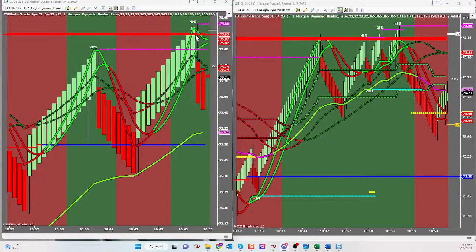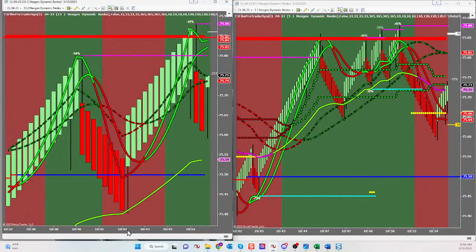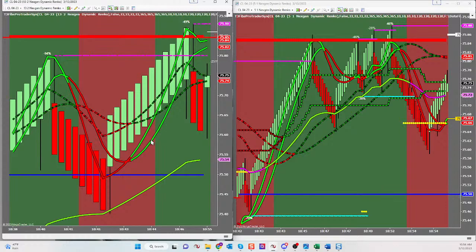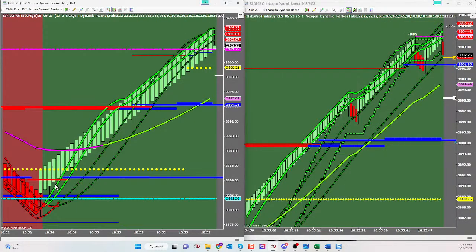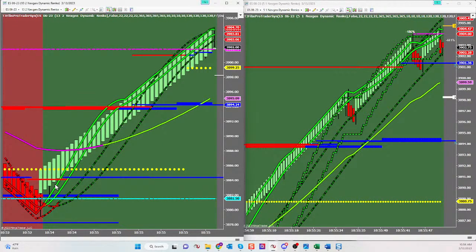Guys, triggers never made it through, did they? Triggers never made it through. I love that. Rule 2.